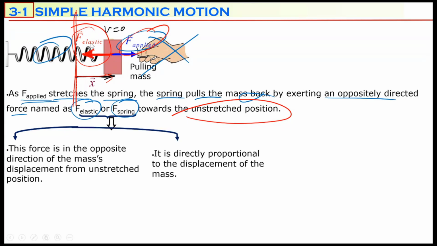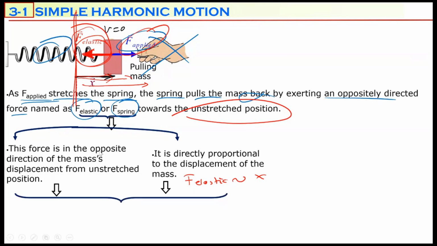But the second thing is, it is directly proportional to the displacement of the mass. When you stretch it more and more, this elastic force also increases proportionally in magnitude. So F elastic is proportional to X, but in the opposite direction of X. Proportional, but opposite in direction. So the equation for this elastic force is going to be F elastic equals negative Kx. This negative sign indicates that this force is in the opposite direction of the mass displacement. The negative is coming from that.